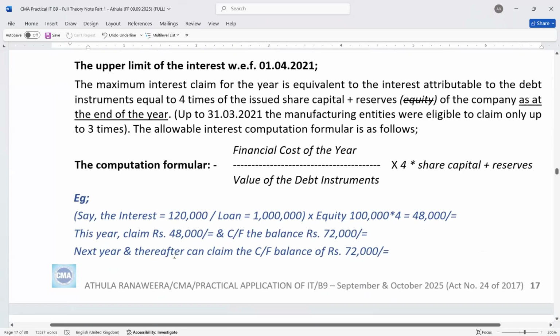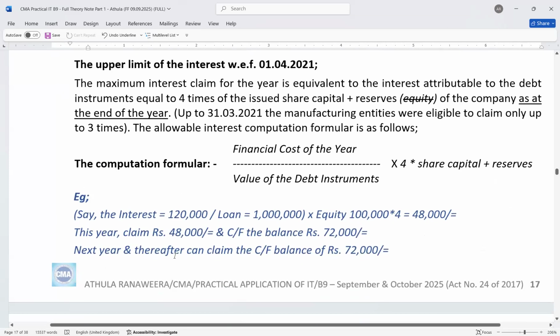Excuse me. Yes, sir. Now, when you say value of the debt instruments, as at what date do we take it? Because it's for a period of 1 year, no? Are we going to take the balance sheet date? No, the law says at the end of the year. Specifically mentioned as at the end of the year. Therefore, whether you like it or not, you have to take this share capital plus reserve. Always you have to take the balance sheet date balance. No option.